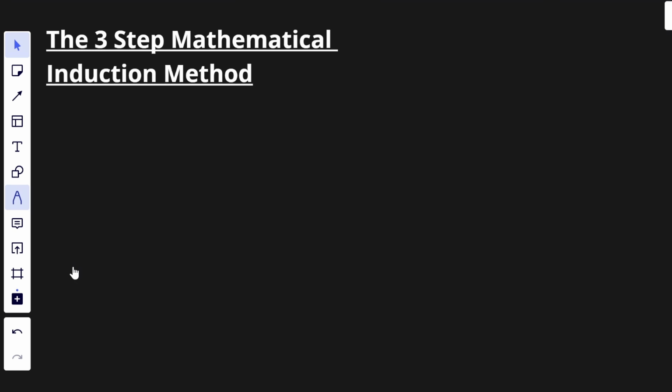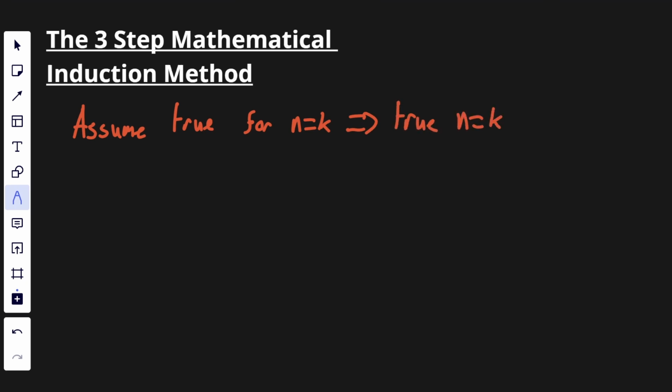So let's have a look at the idea. The idea is we're going to try to form a domino effect. So we're going to assume that something is true for n equals k. Usually we're going to have a statement that relies on n, and it's true for all n, where n is an integer. We're going to assume that it's true for some value of n called k. We're then going to use this assumption to prove that it's also true for n equals k plus 1. Now k plus 1 is the number after k.